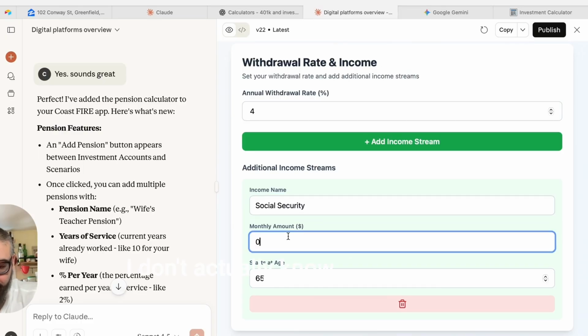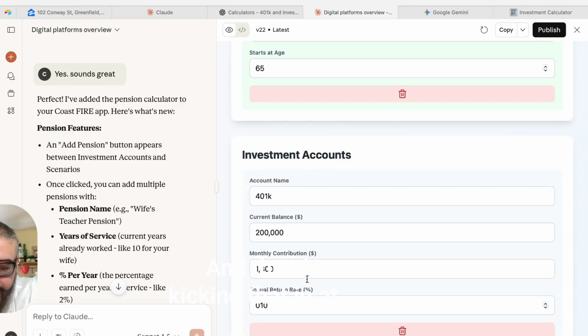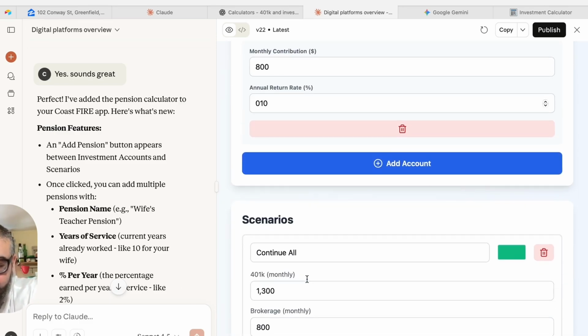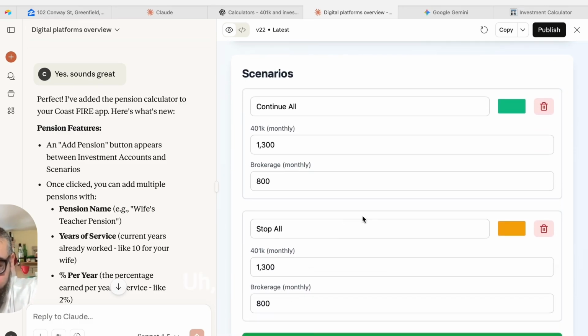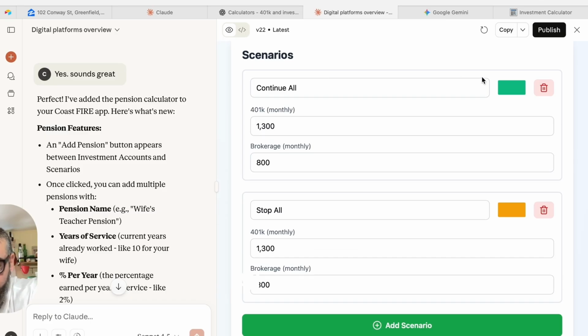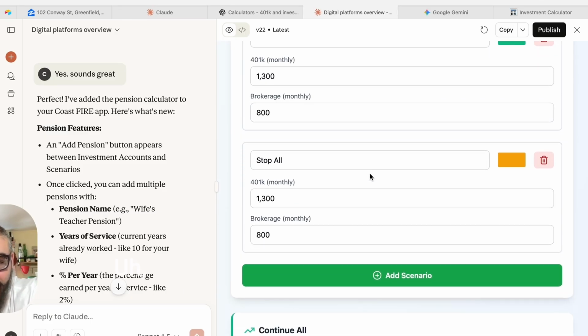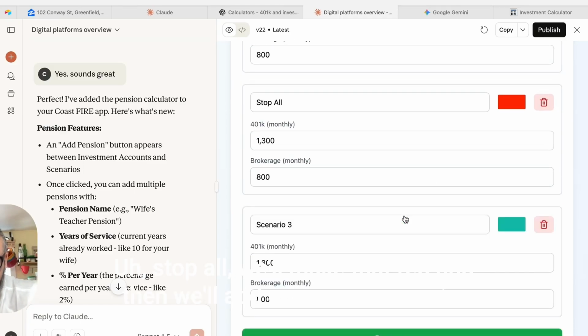I don't actually know the amount, but I think it would be somewhere around 3,000 a month, assuming it's still there, right? And then it starts kicking in at age 65. Okay, so continue all is green. Stop all, we'll make that red. And then we'll add one more scenario.